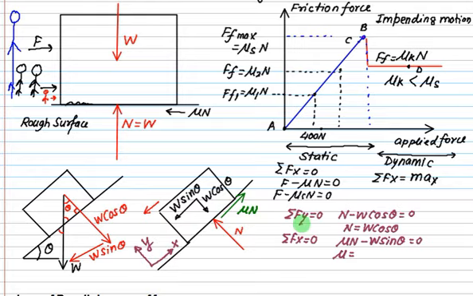So apply sigma Fy, that gives N minus W cos theta equals 0. Apply sigma Fx: mu N equals W sin theta. And then you can find out the value of the coefficient of friction.